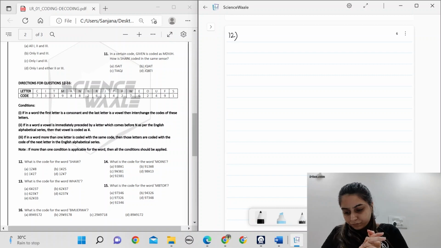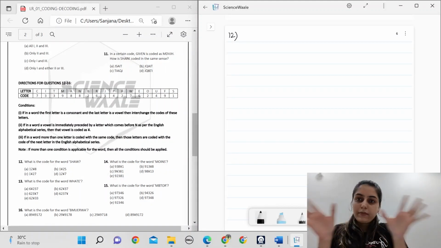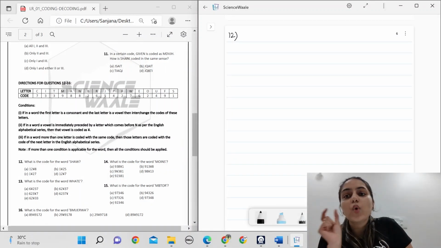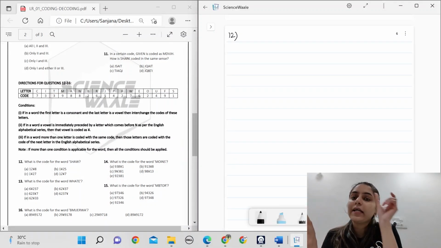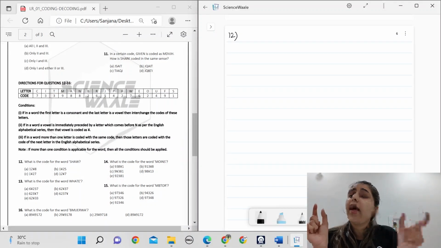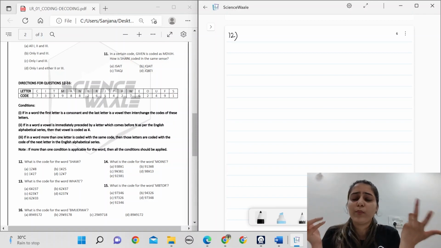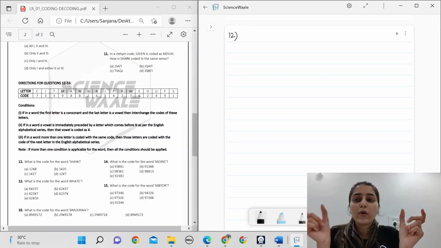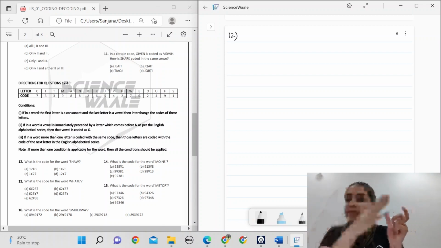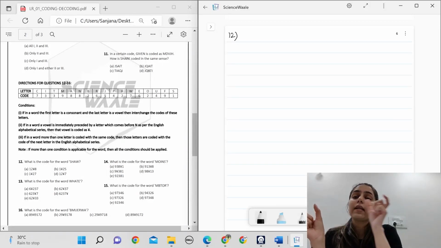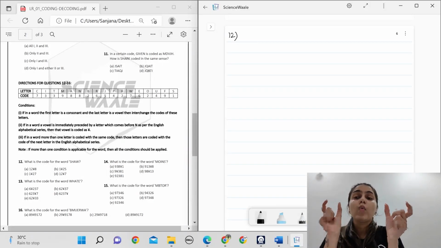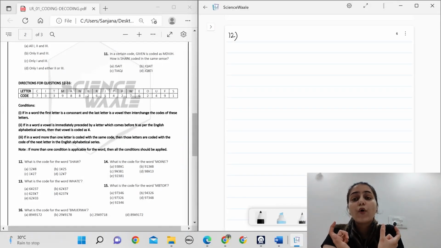Suppose there is some word which starts with a consonant. They are basically telling us that if a word starts with a consonant and ends with a vowel, vowels are A, E, I, O, U, I hope every one of you knows, and consonants are all the letters except these 5 letters, then we need to exchange the codes for the first and the last letter.